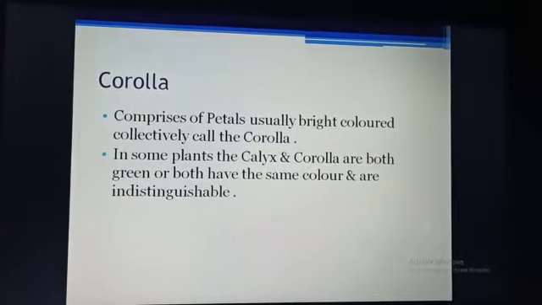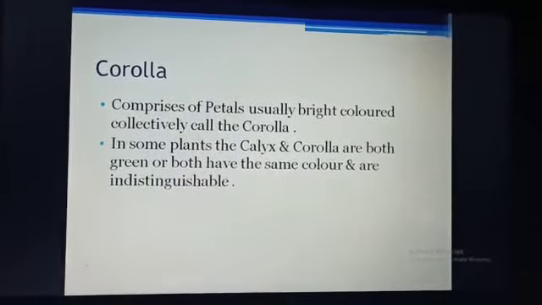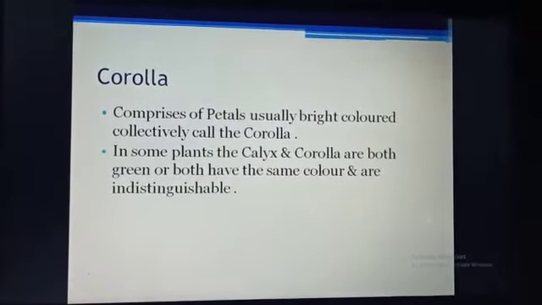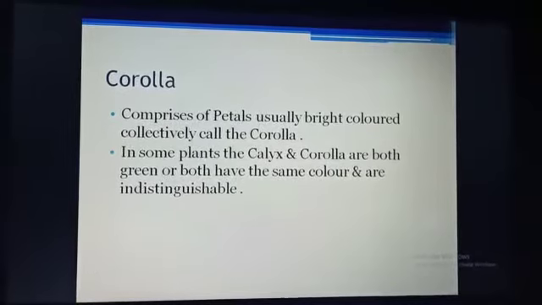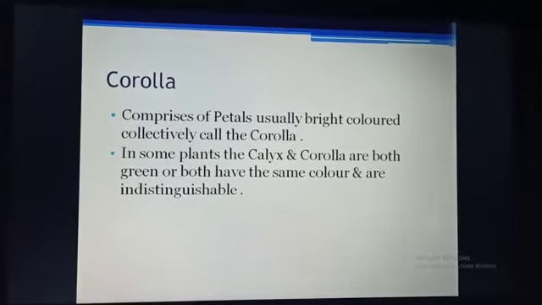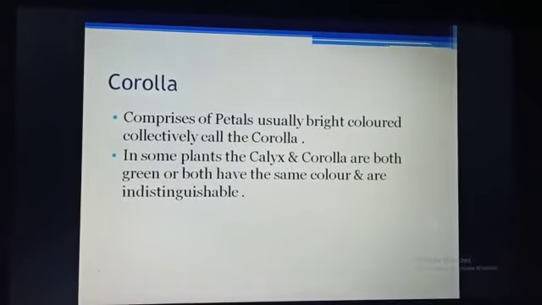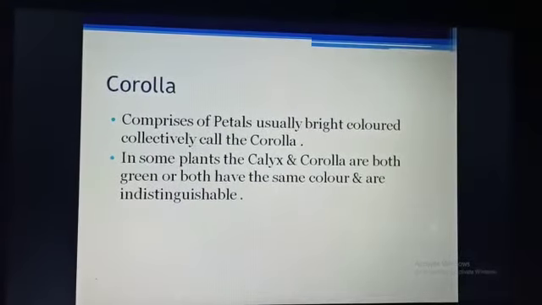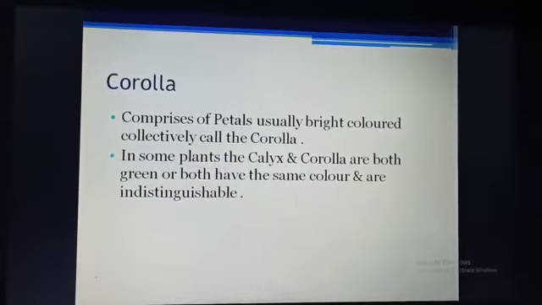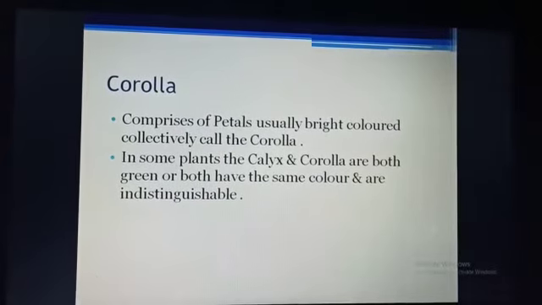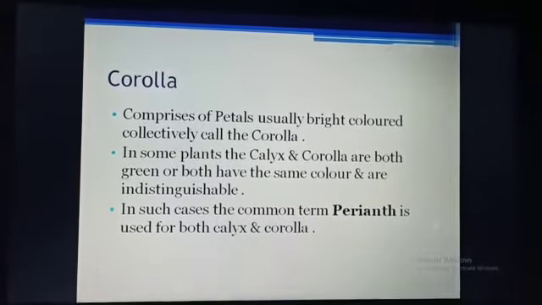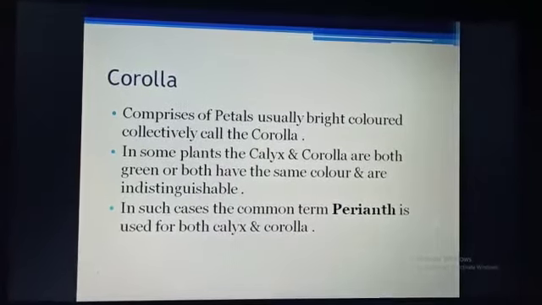In some plants we have seen that this calyx and corolla both are green or both have the same color and are indistinguishable. That means they cannot be distinct from one another. They have the same color. In that case, the common term perianth is used for both calyx and corolla.